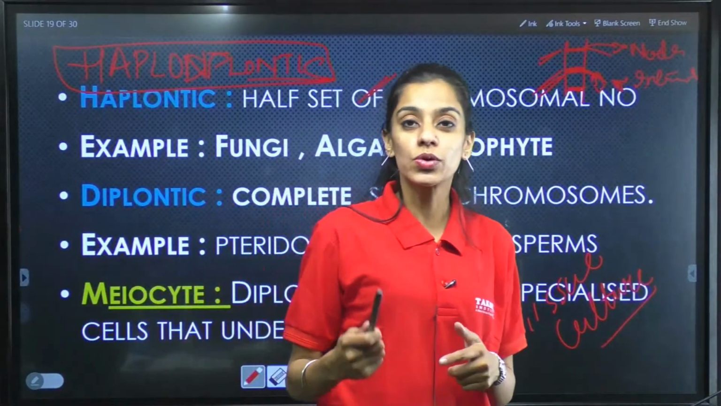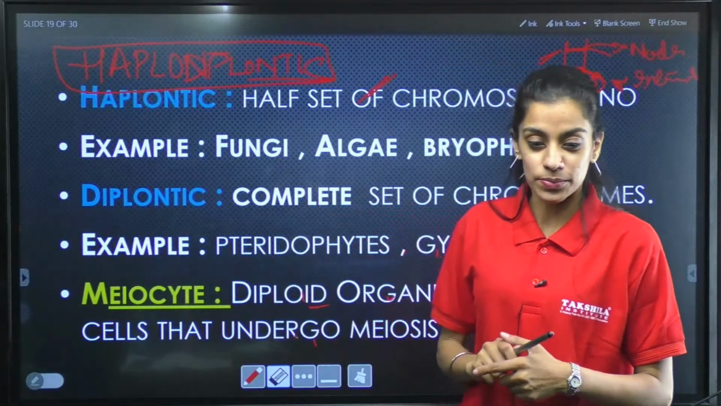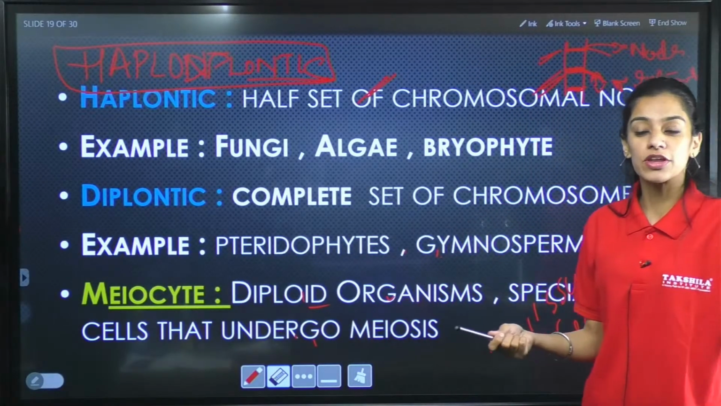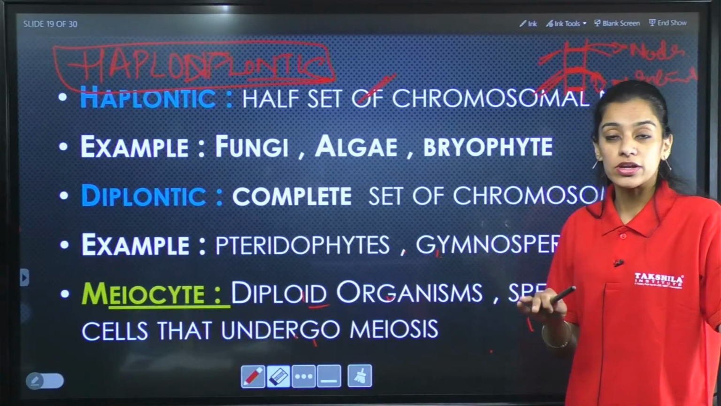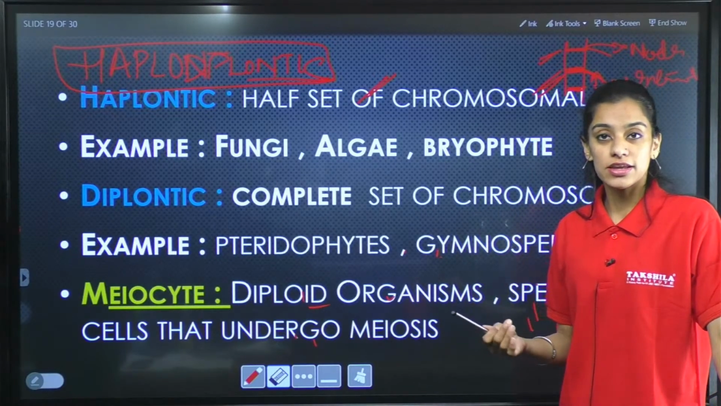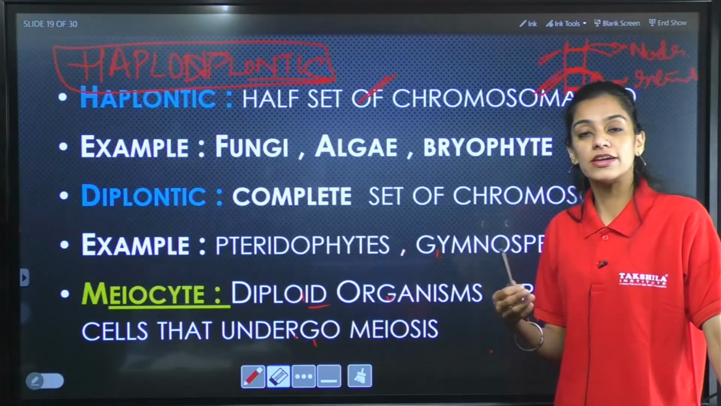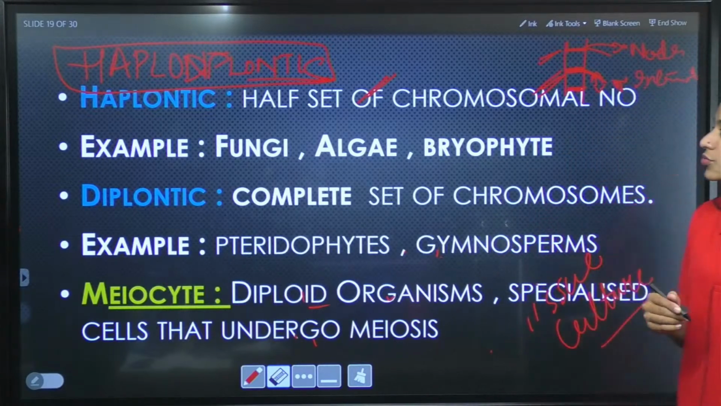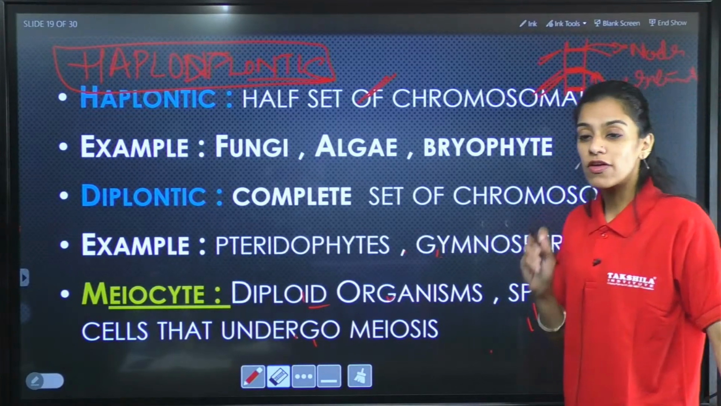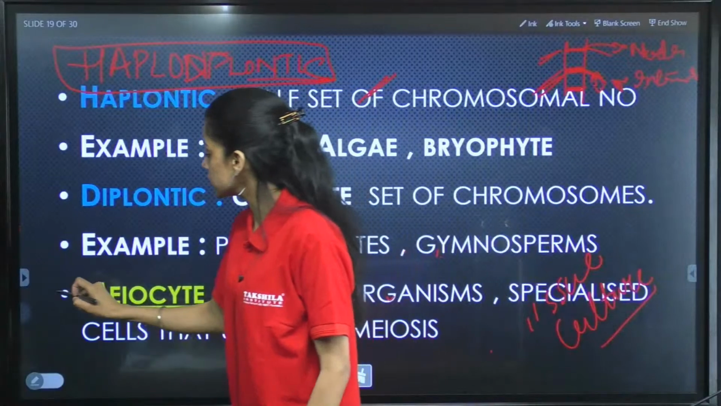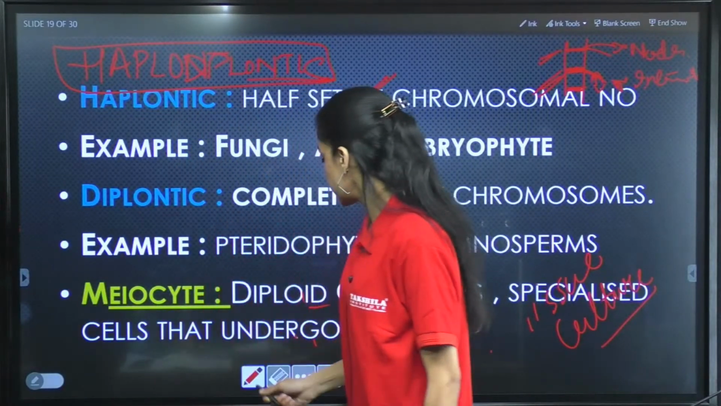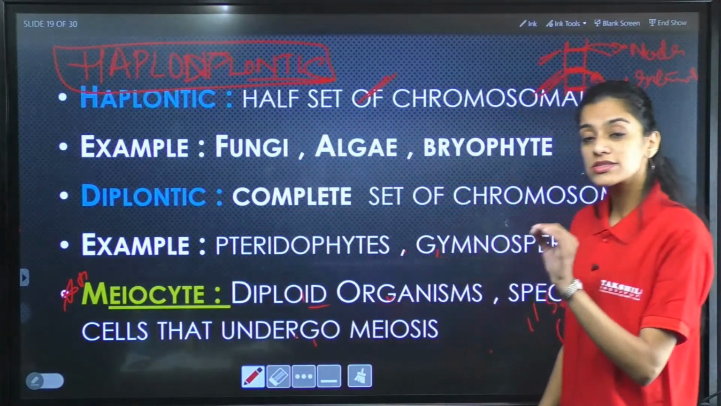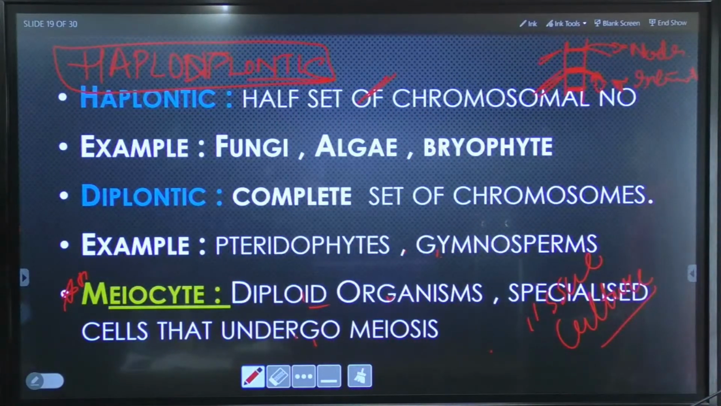This is just what you discussed in your previous class, in the plant kingdom, when you asked which phase stays for a longer time in life: haplontic, diplontic or haplodiplontic. The next very important thing to note is the meiocyte. What is a meiocyte? Questions come on the meiocyte.